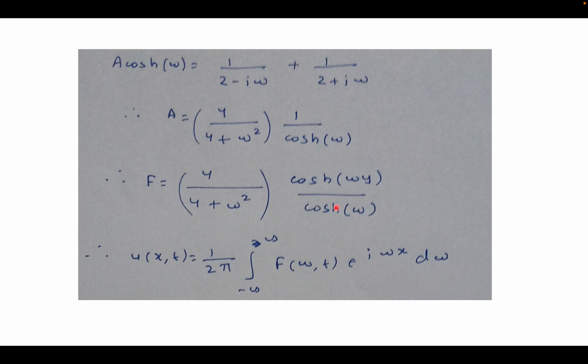Now, if you know the function f of omega y, then you can back calculate the function u(x, t) by writing it as 1 upon 2 pi, integration from minus infinity to infinity, f of omega y times e power iota omega x d omega. This is nothing but the inverse, to find u(x, t). Now the value f of omega y you already know.